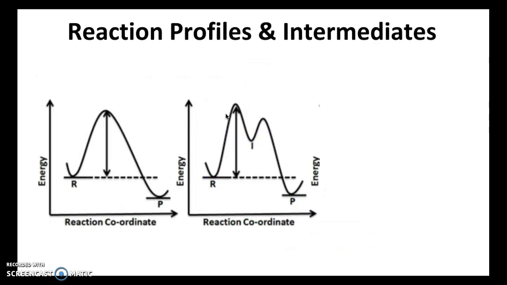All right, now that we looked at reaction profiles, let's look at reaction profiles as it relates to mechanisms and intermediates. So here we have two reaction profiles. What do you notice is different between them? Right, so one thing you may notice is that in the first reaction profile, there's only one peak, and in the second, there are two peaks. So what does all that mean?